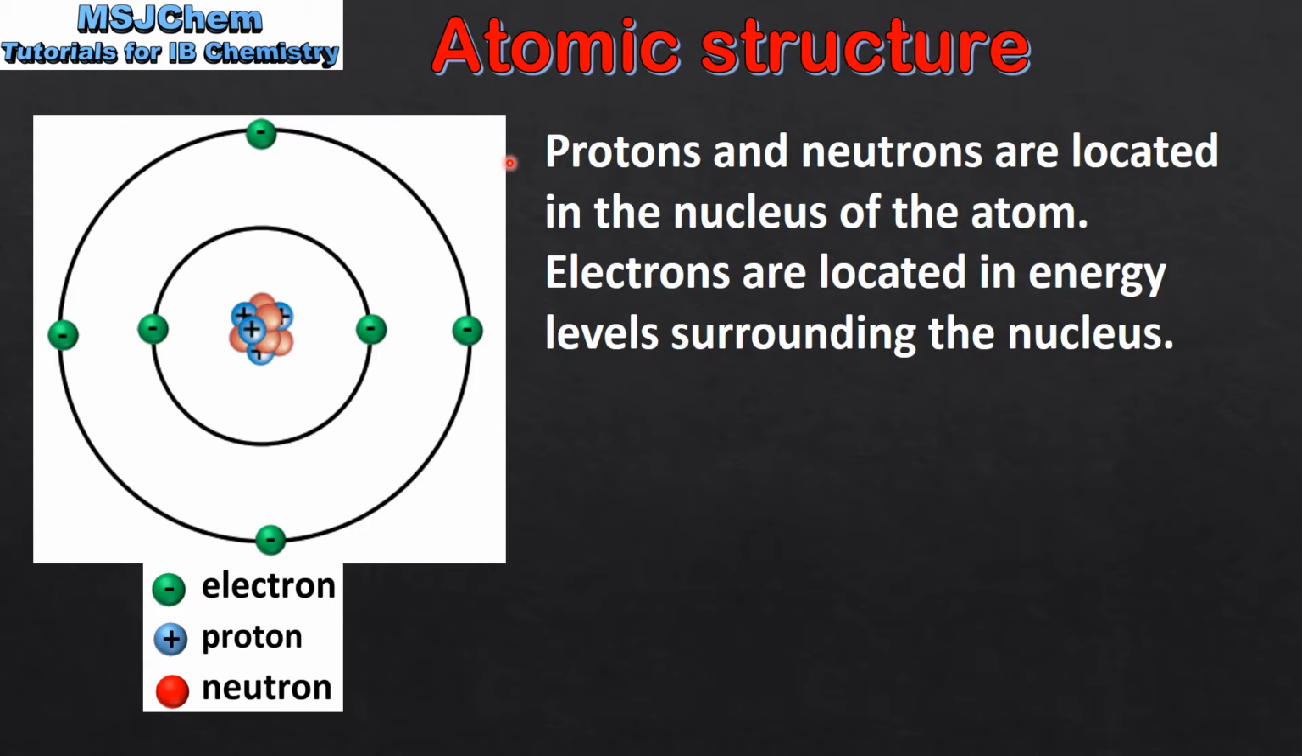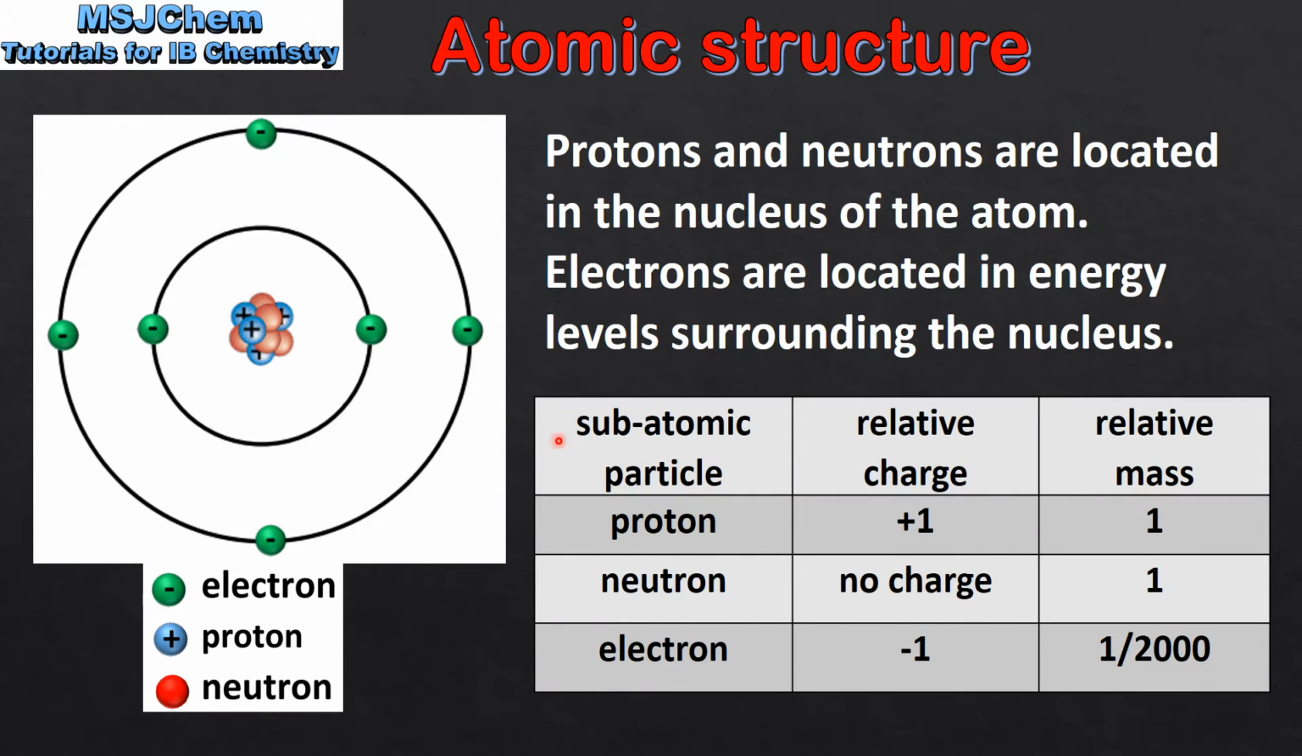The protons and neutrons are located in the nucleus of the atom. The electrons are located in energy levels surrounding the nucleus. In this diagram, we can see the protons and neutrons in the nucleus of the atom, with the electrons in energy levels surrounding the nucleus.